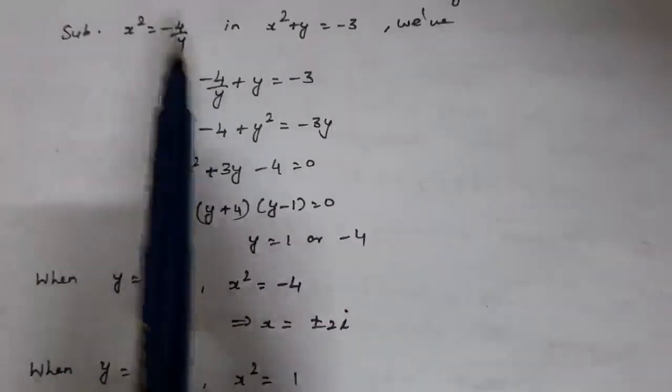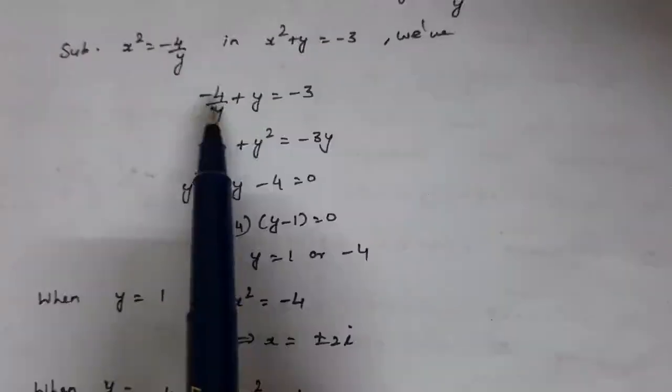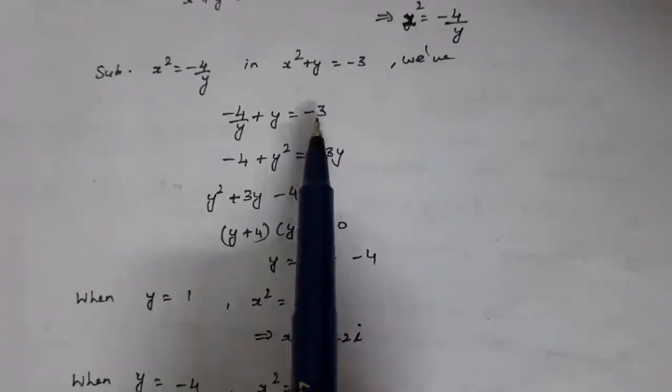Now on substituting minus 4 by y in the first equation, we have minus 4 by y plus y is equal to minus 3.